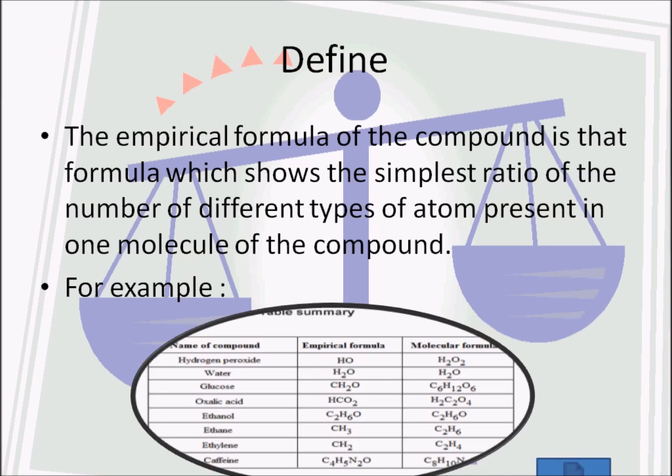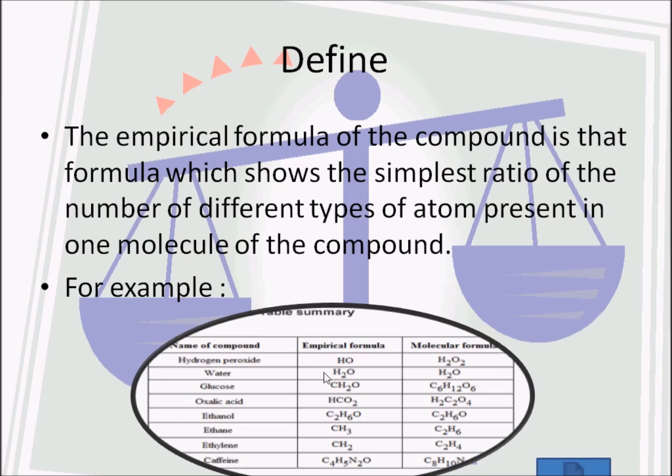For example, you can see here the chart. Hydrogen peroxide is HO, water is H2O, glucose is CH2O, but the actual formula is C6H12O6. Oxalic acid is HCO2, but the actual is H2C2O4. And similarly, you can see here ethanol, ethane, ethylene, and caffeine. Right?